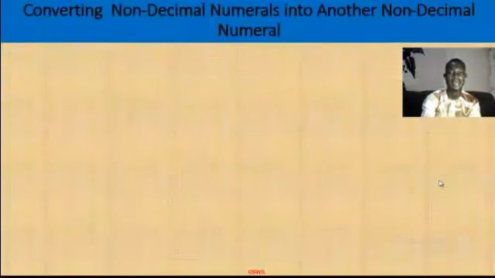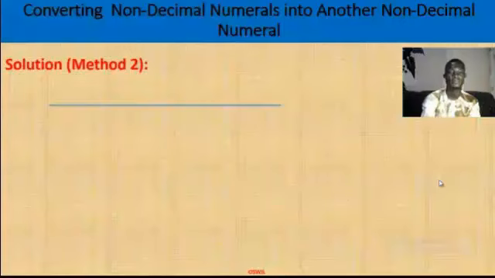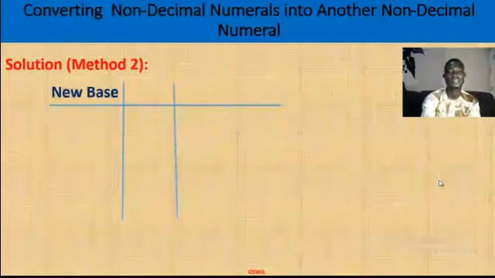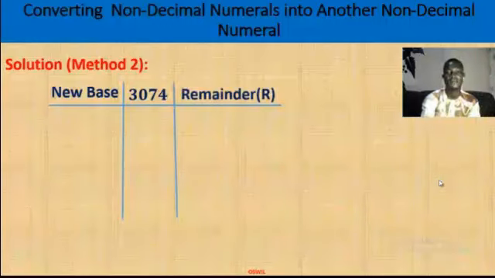So this is our second method to be considered. We draw a 3 columns table indicating the new base and then the numeral given, that is 3074 in base 10. That is our answer when we converted C02 base 16. Then the remainder. Now we need our answer in base 7. For this reason, we are going to repeatedly divide the numeral by 7. So we write 7.